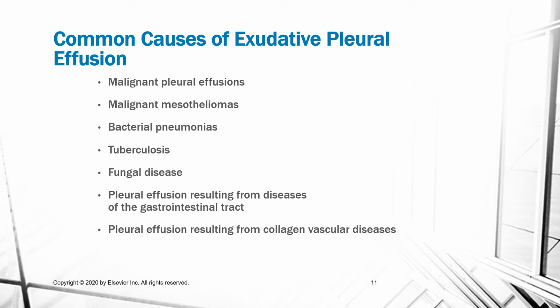Fungal diseases. Patients with fungal diseases occasionally have secondary pleural effusions. Common fungal diseases that may produce pleural effusions are histoplasmosis, coccidioidomycosis, and blastomycosis. Pleural effusions resulting from diseases of the gastrointestinal tract. Pleural effusion is sometimes associated with diseases of the gastrointestinal tract, such as pancreatitis, subphrenic abscesses, intrahepatic abscesses, esophageal perforation, abdominal operations, and diaphragmatic hernias.